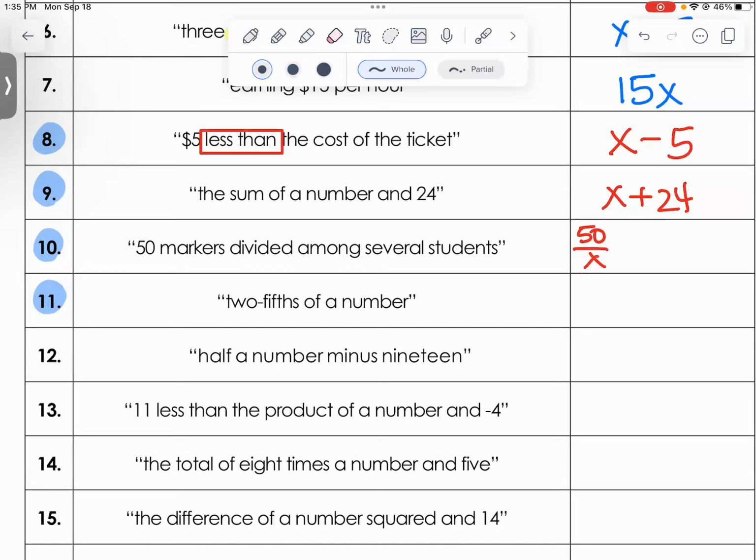Sophia, you are not the only person to write it like that. It's not the same thing. I have 50 markers that I need to divide amongst 10 students. How many am I going to give each of them? 5. 50 divided by 10. Okay. Now, 2/5 of a number just means multiply. 2/5 times X.